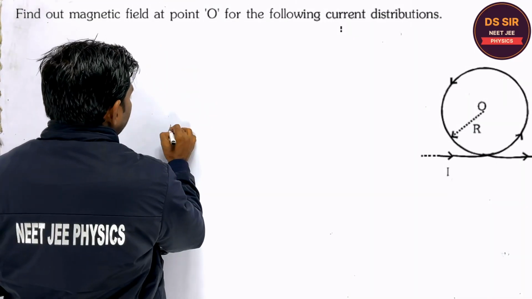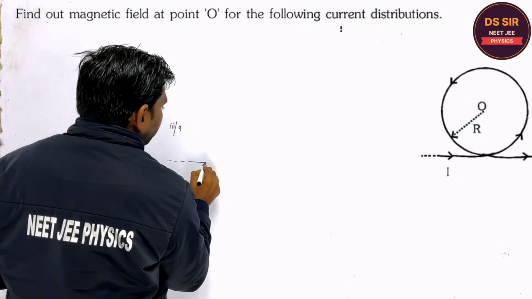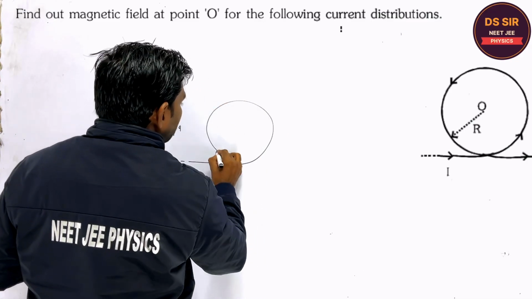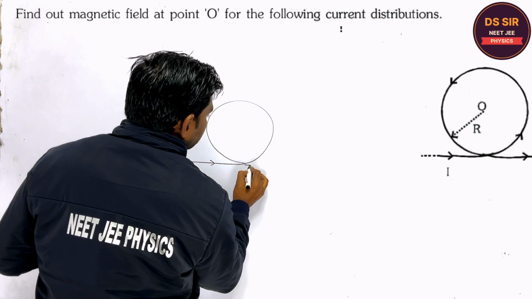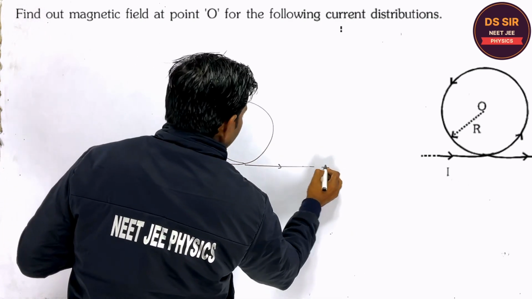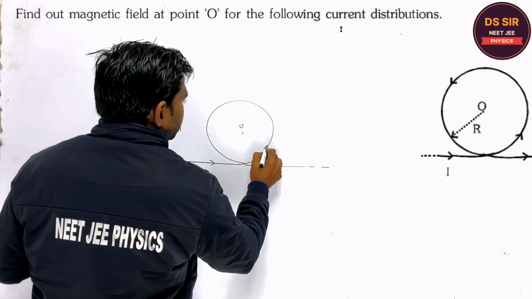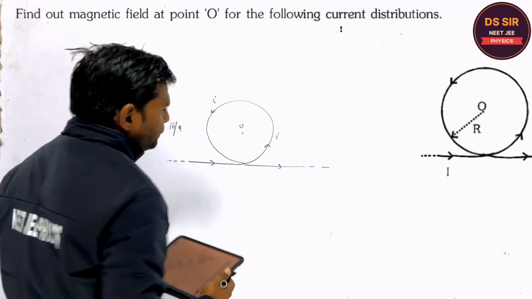So this is the next part. Here, this is the infinite wire, and it moves in a circle like this. And this is the point O. This is the current carrying I. Is it clear or not, you tell?